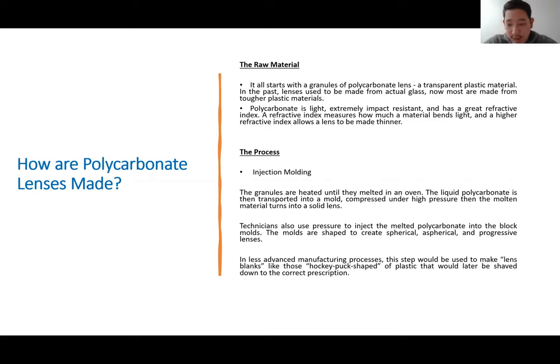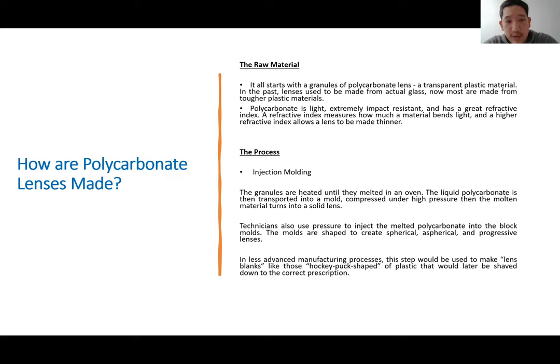So after learning the definition and the attributes of the polycarbonate lens and the Trivex, now I want to share with you how this lens is actually made. What are the processes that a polycarbonate lens or a Trivex lens undergo, right?